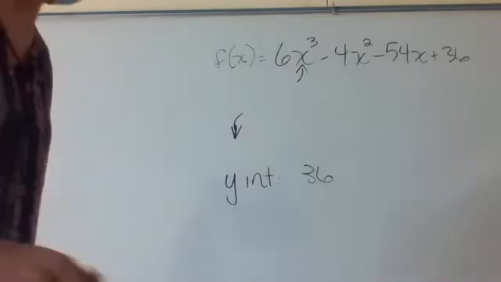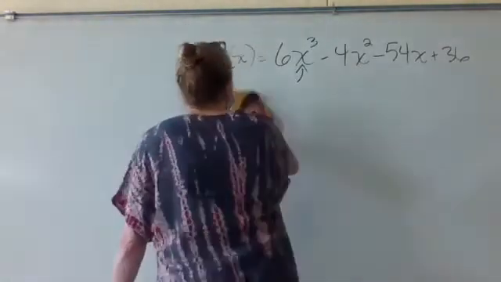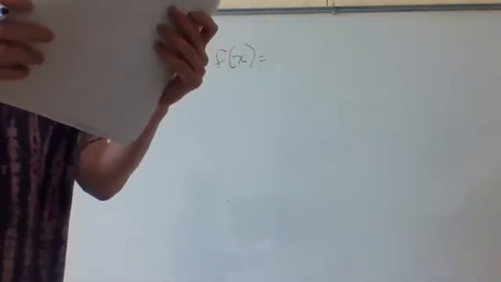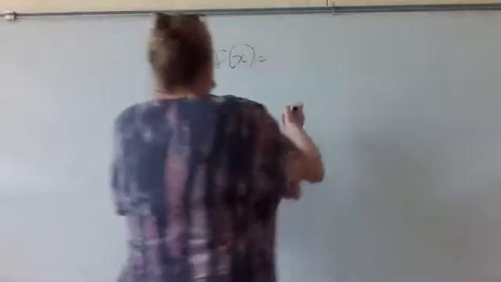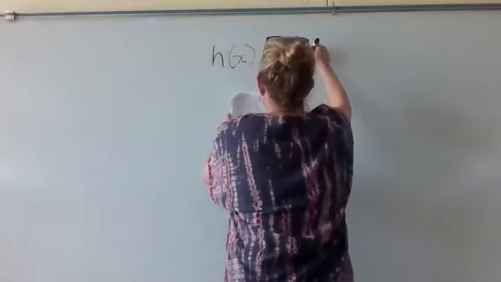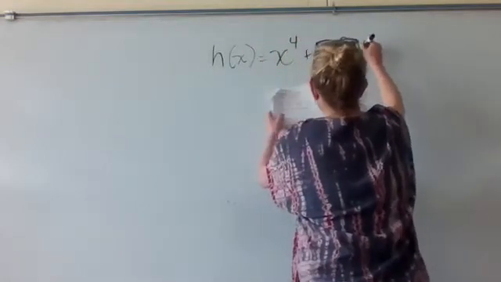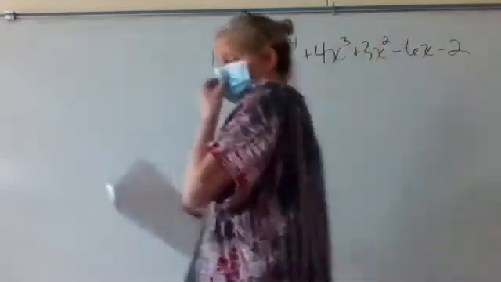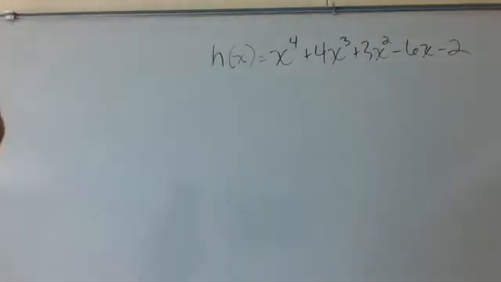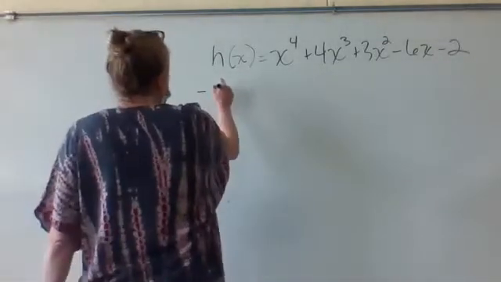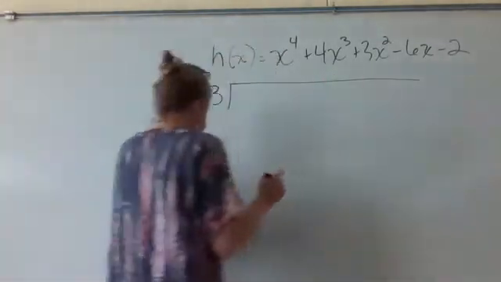Number 10, synthetic division. It wants to know if -3 and 1, either one of those, are zeros of this polynomial function. H of x equals x to the fourth plus 4x to the third plus 3x squared minus 6x minus 2. First thing it wants me to do is see, is -3 a 0 by using synthetic division.